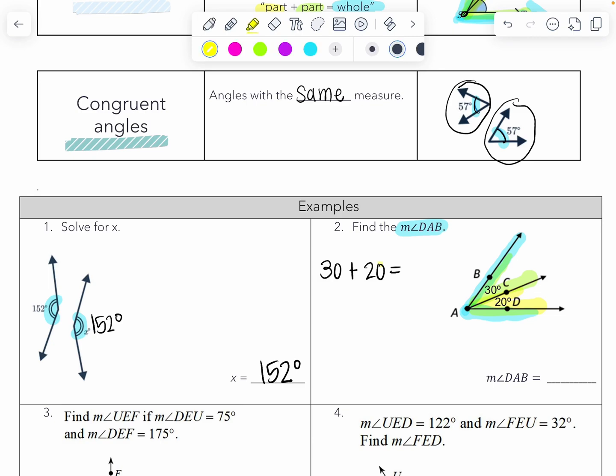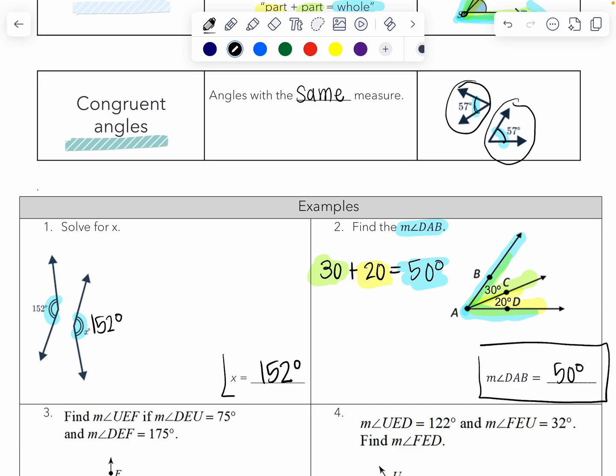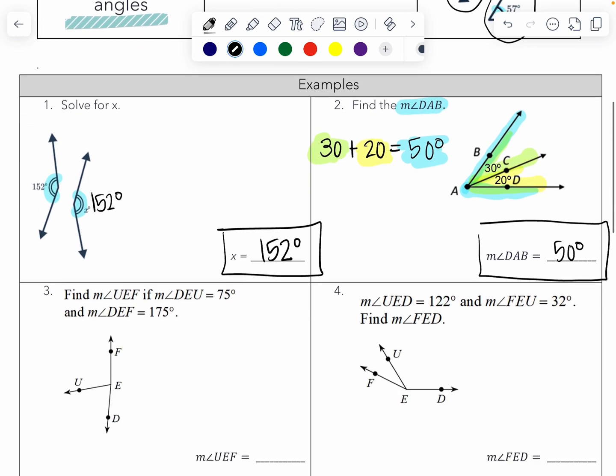So we could highlight: yellow was 20, green was 30. When we add those two together, we would get the measure. 30 plus 20 is in fact 50. Okay, so the measure of the blue angle would be 50 degrees. And that is all we would do. Okay, so we've completed 1 and 2. Let's go to number 3.